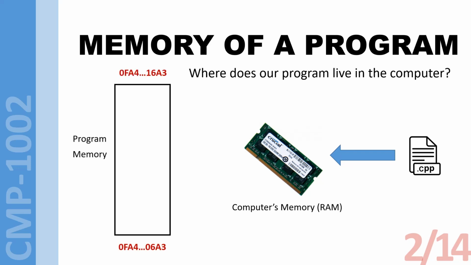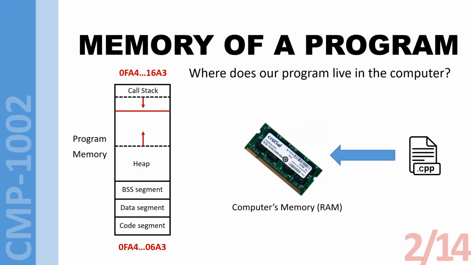Specifically, what is called the program memory within the computer's memory. Because, as you know, multiple programs are running within the computer's memory. Every single one of these programs has a specific program memory, which has a start address and an end address. And within this program memory, there are a couple of segments, or little groups, called the code segment, data segment, BSS segment, and two very important things called the call stack and the heap.